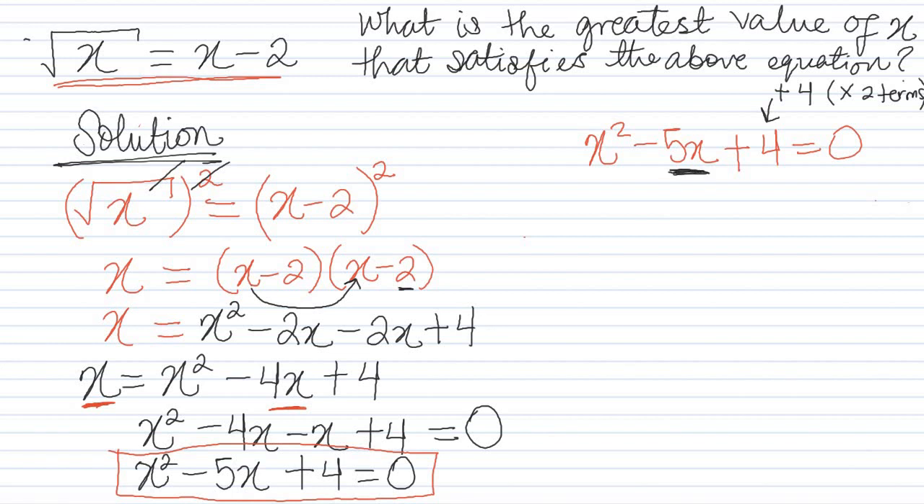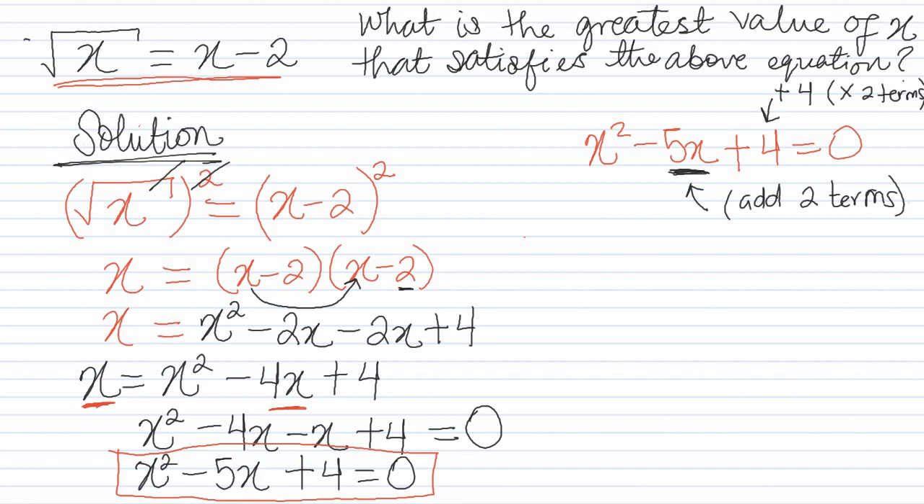And when you add those same two terms together, you're going to get the value of negative 5. So that is what we're looking for. So you have to think about it. What two terms, when I multiply them together, give me a positive 4? And what two terms, when I add them up, give me a negative 5?